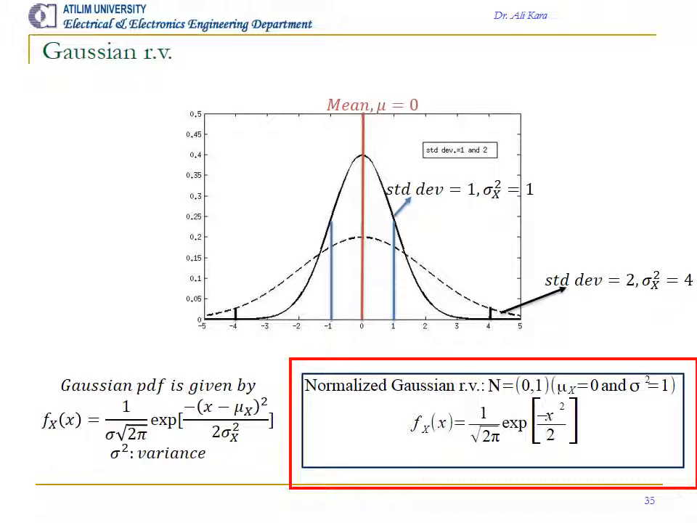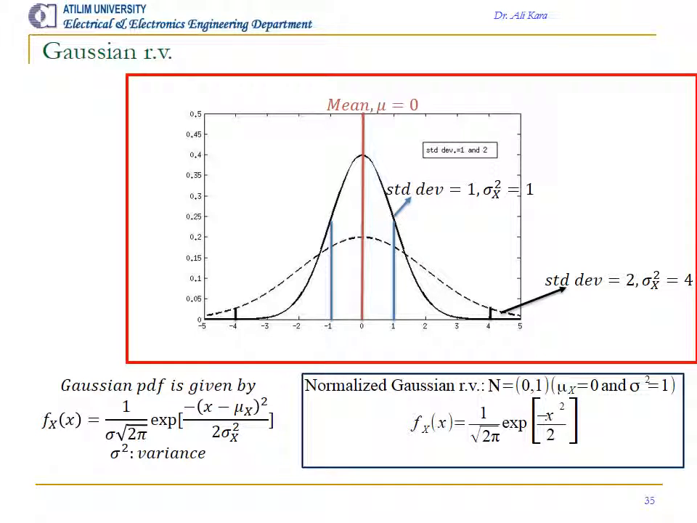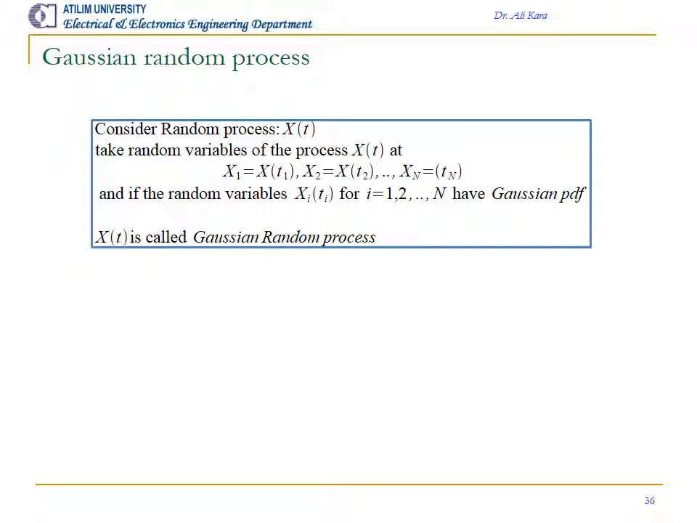The point of normalizing the Gaussian random variable is that there is a lookup table and some other practical functions associated with it, so calculations with the normalized Gaussian random variable are somewhat more handy. Here is the curve of the Gaussian random variable. Gaussian random process. Consider random process x of t. Take random variables of the process x of t at x1 equal to x of t1, x2 equal to x of t2, and so on up to n, and if the random variables xi of ti for i equal to 1, 2, 3 to n have Gaussian PDF, then x of t is called a Gaussian random process.